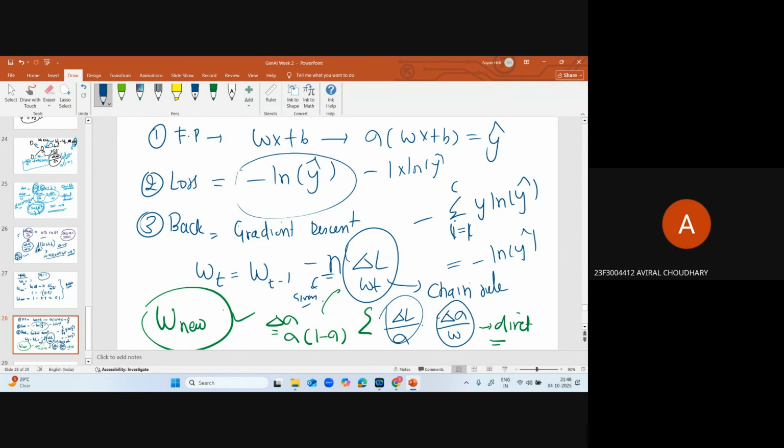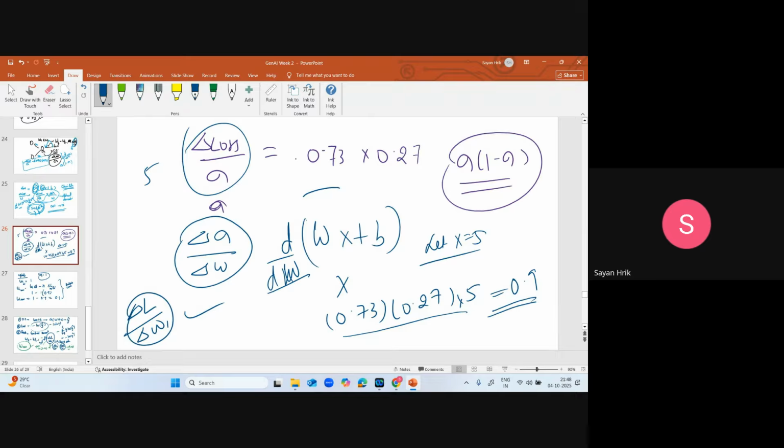Sir, we don't have to calculate this chain rule? You have to, right? We did it, right? First, we did the derivative of the sigmoid here, and then we calculated the derivative of sigmoid with respect to the weight. That also we got. So we have to calculate. You said that there is a direct formula, this sigmoid into 1 minus sigmoid. Yeah, this is the formula. This you don't have to calculate.